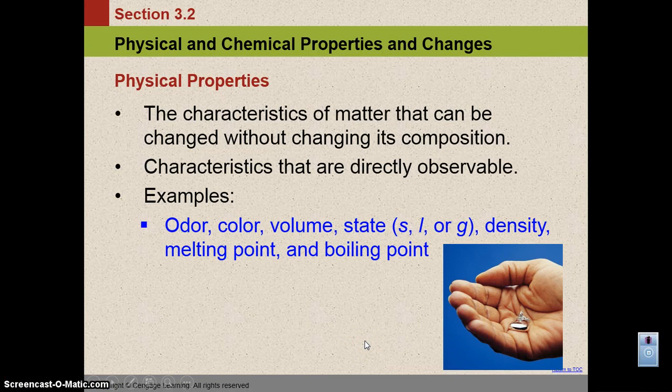They are directly observable characteristics. So if I say it smells like this, or this is the color, or the volume reads as this, whatever state it's in, the density of it, the melting point, the boiling point, those are physical properties of chemicals and matter that are around you. So you need to keep those in mind. Basically, what can you observe with your senses and be able to explain that? That's a physical property of that chemical, particular chemical or substance.